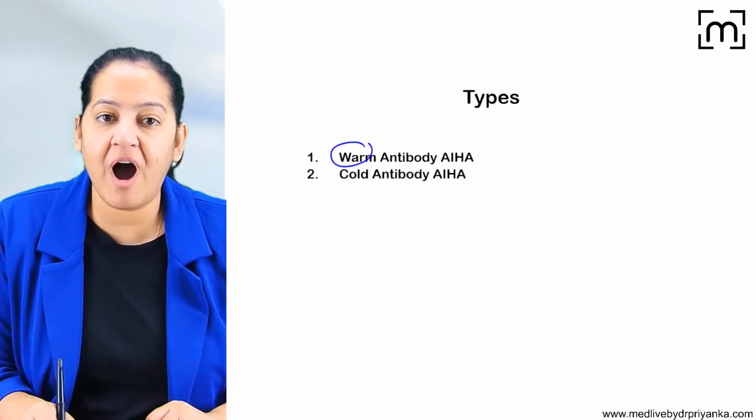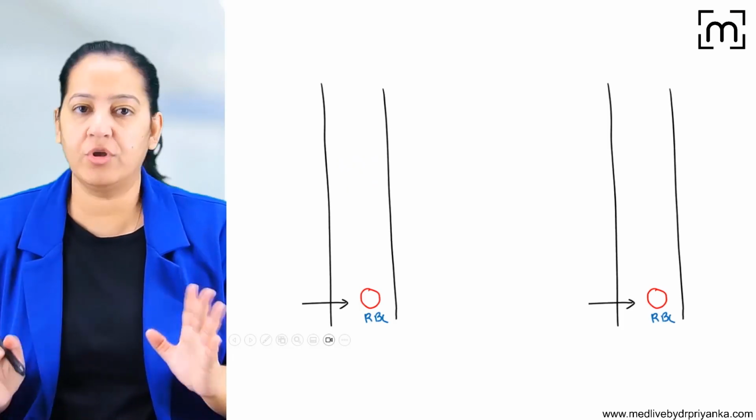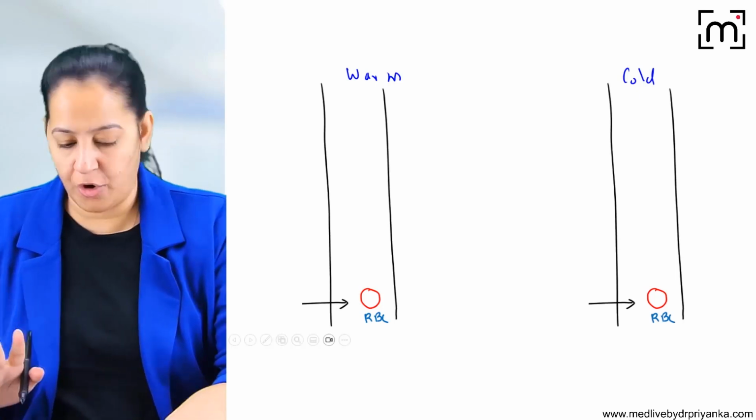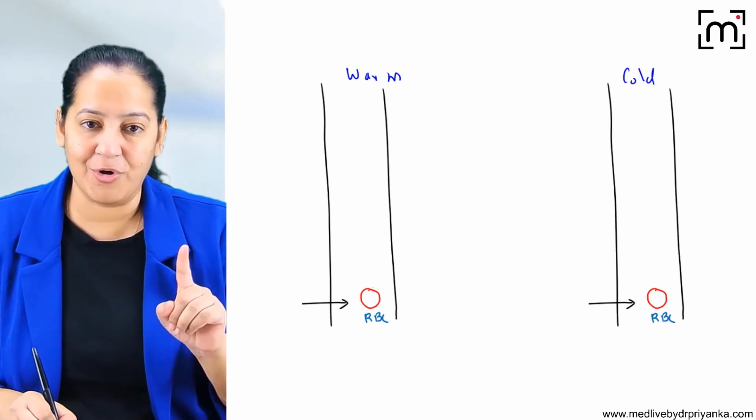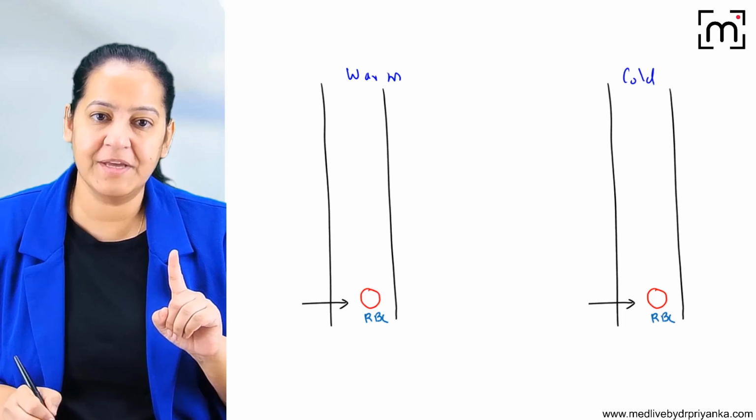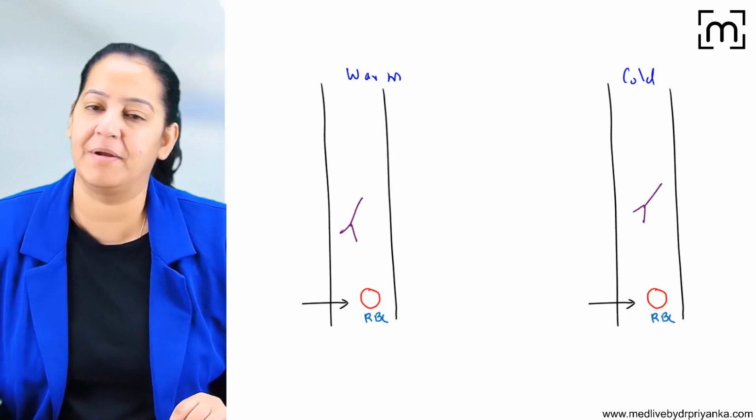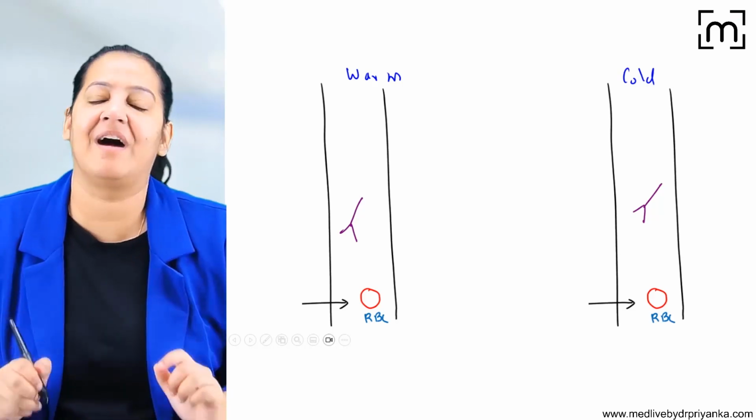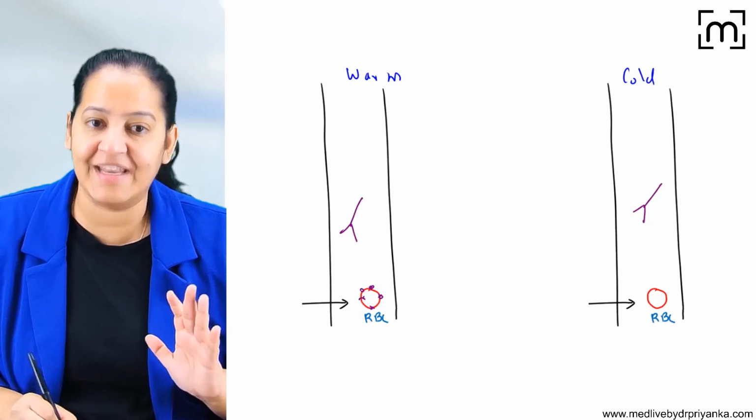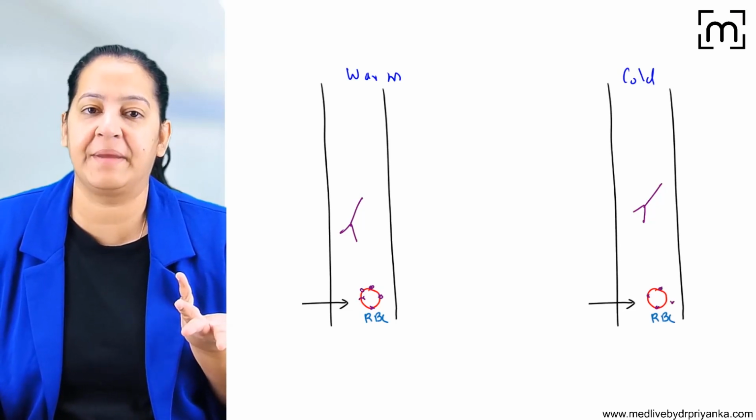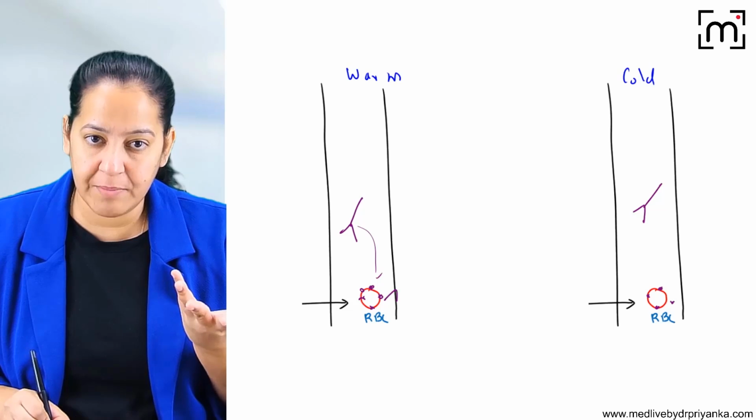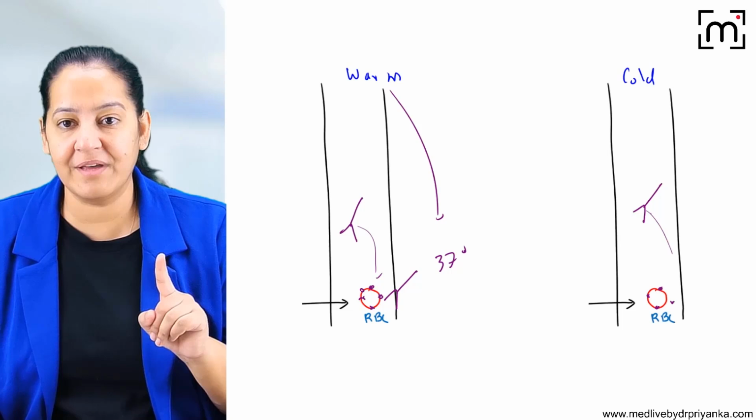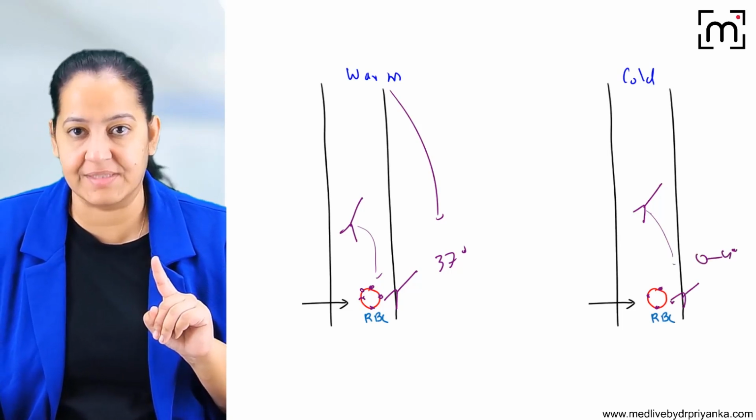Now it is of two types: warm and cold. What do you mean by warm and cold? In both warm AIHA and cold AIHA, the autoantibodies are there. Let me draw the autoantibodies here also. Autoantibodies against the RBC are present in the blood in both. But the point is at what temperature these autoantibodies react with the antigen present on the surface of the RBC. Whenever these antibodies react at human body temperature, that is 37 degrees, it is known as warm AIHA. And when these autoantibodies react at 0 to 4 degrees Celsius, it is known as cold AIHA.